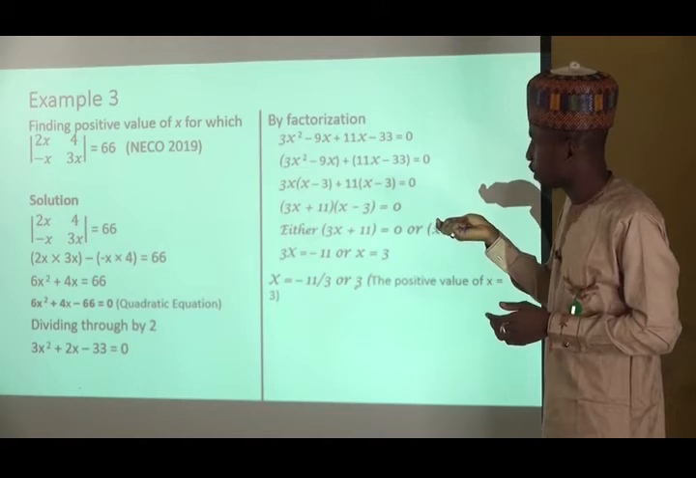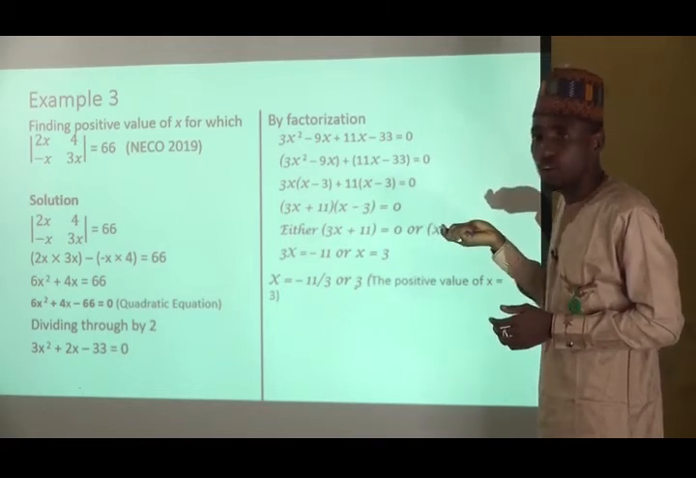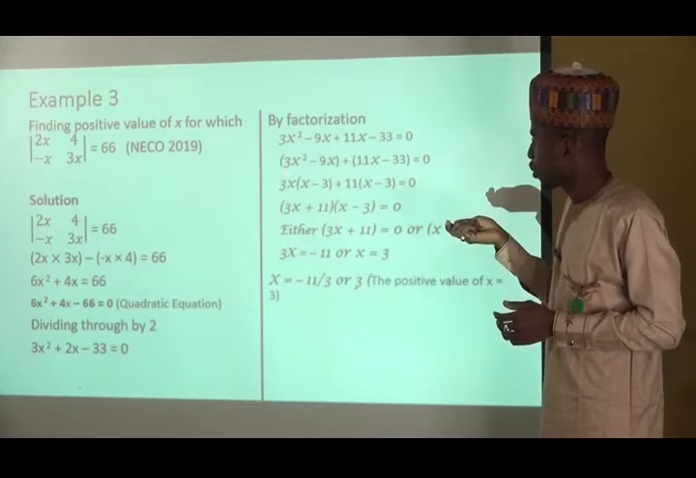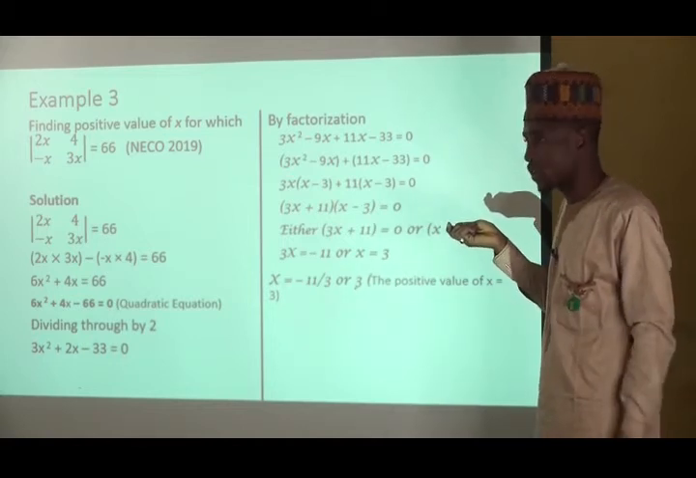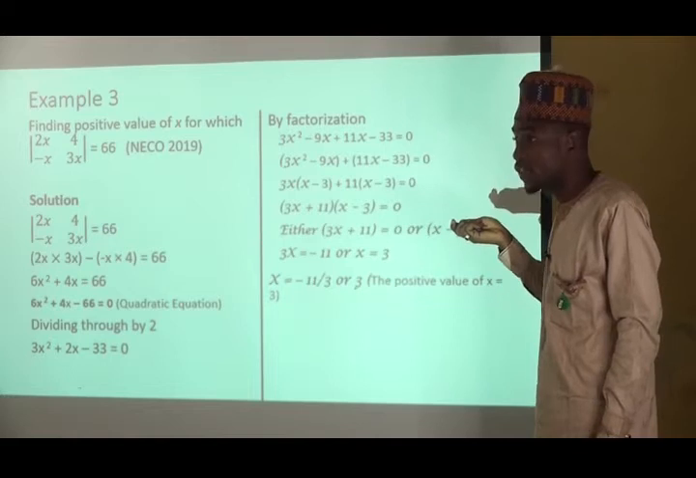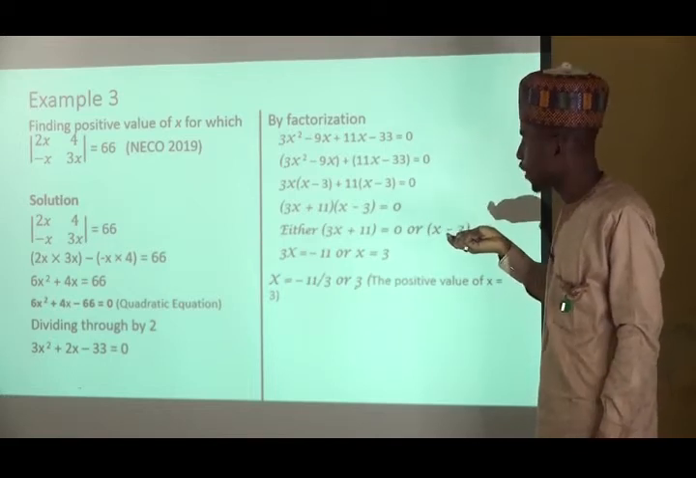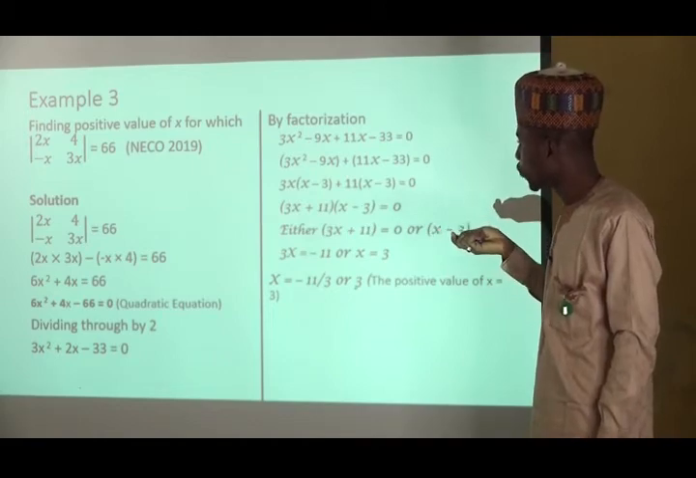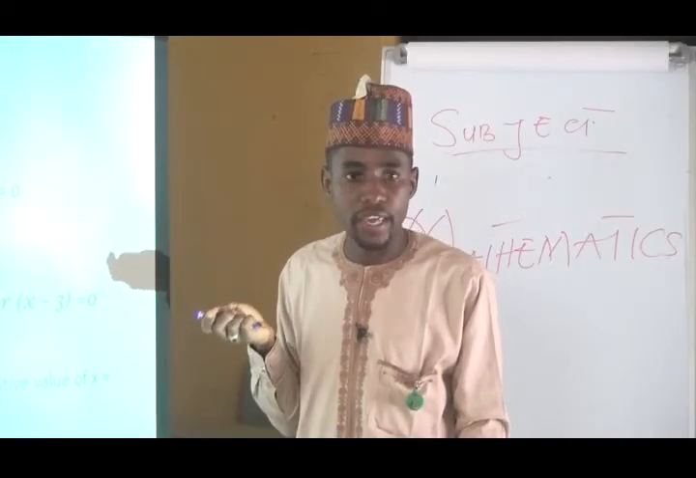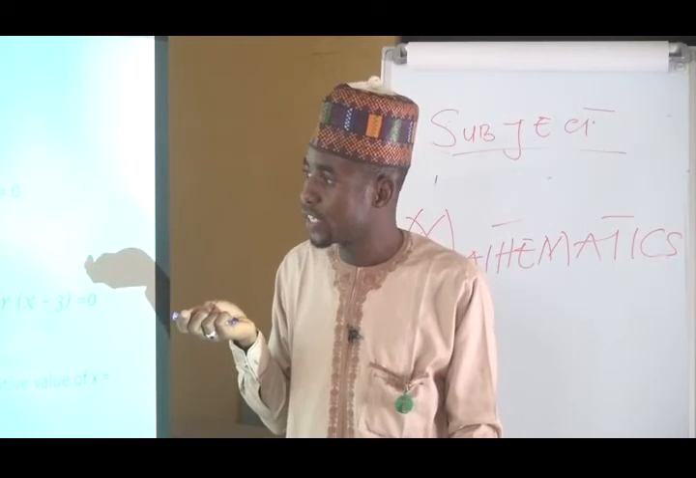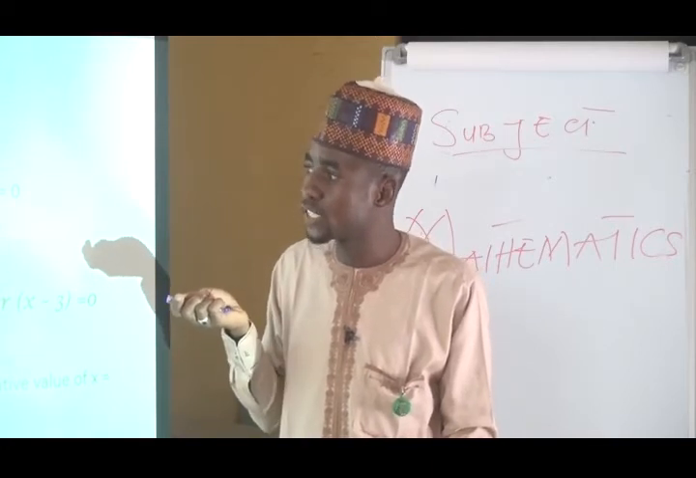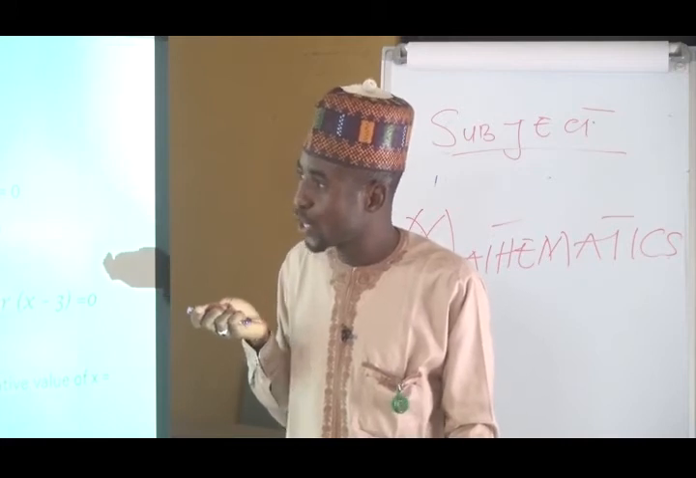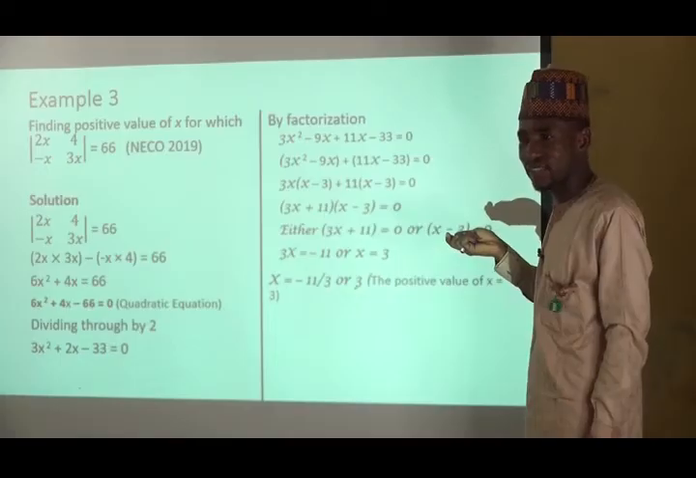Now looking at the first bracket, there is something in common. 3 and x are common, because we have x here and we also have x here. We have 3 and we also have 3 in 9. So we can factor 3x out. If we factor 3x out, we will be left with x minus 3, in the sense that if you multiply 3x times x, you will arrive at 3x squared. 3x times minus 3, you have minus 9x. That is the idea.